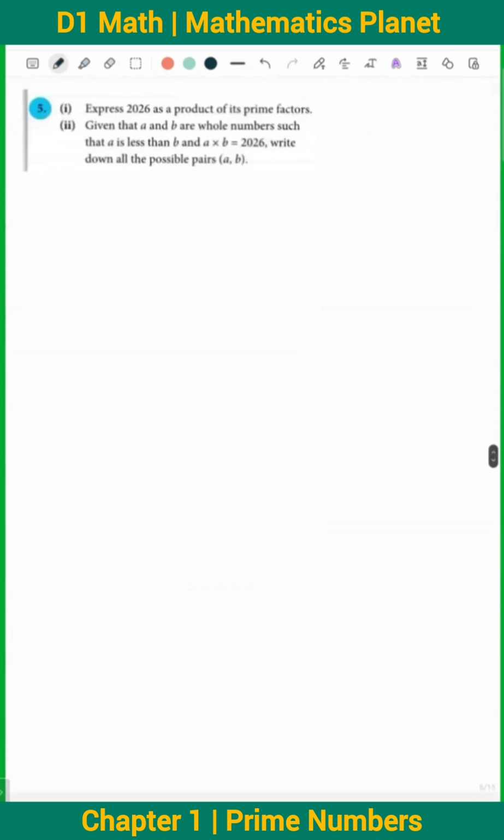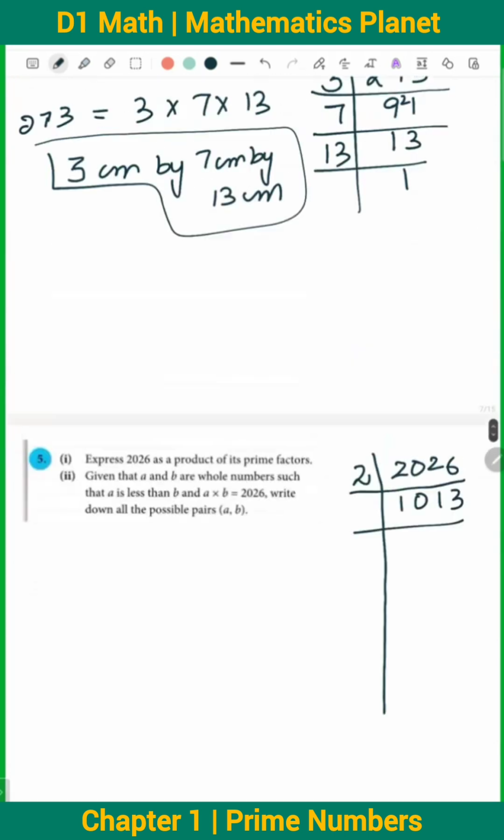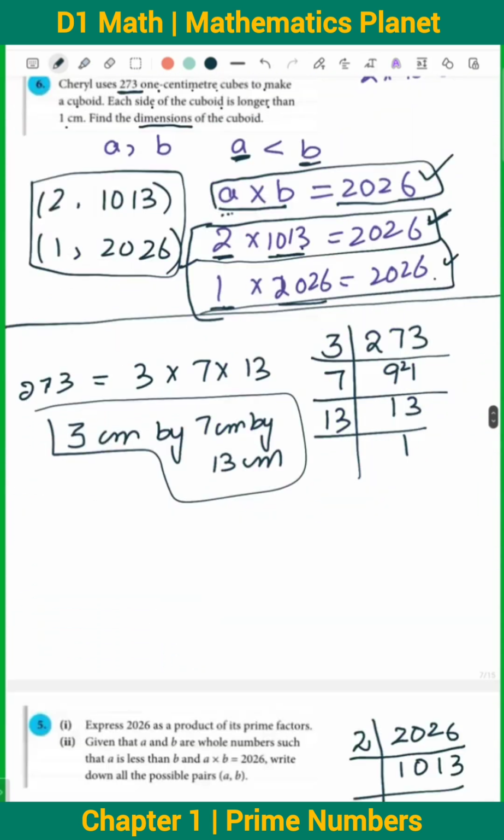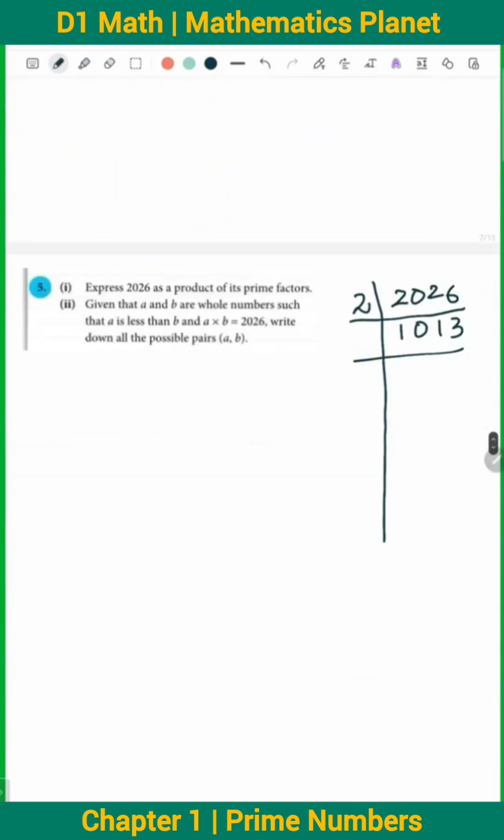Okay. Express 2026 as a product of its prime factors. The things are becoming very easy for us because all of the students are very intelligent here. So we can easily do the prime factorization for 2026. 2 times 1013 is 2026. Is the question repeated? Yes. So we can skip this question because it is repeated mistakenly.